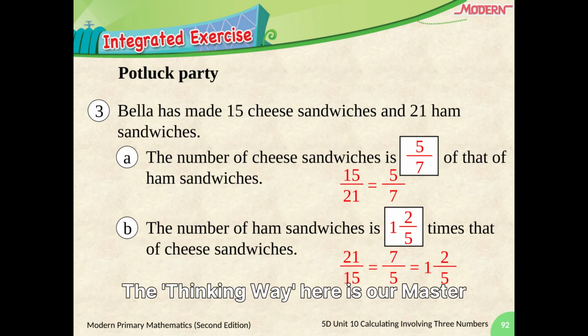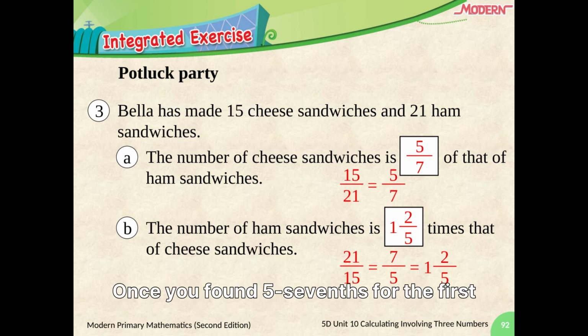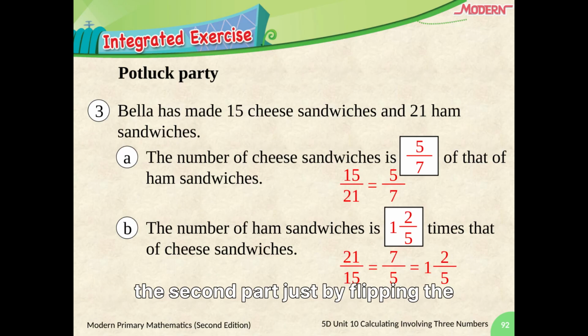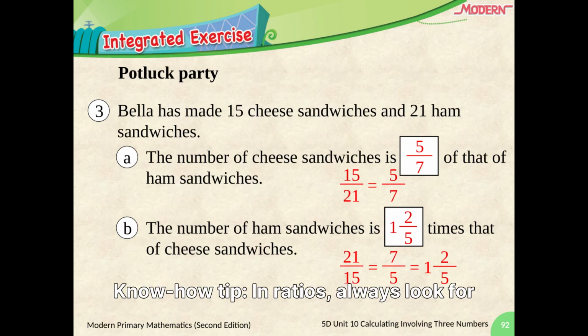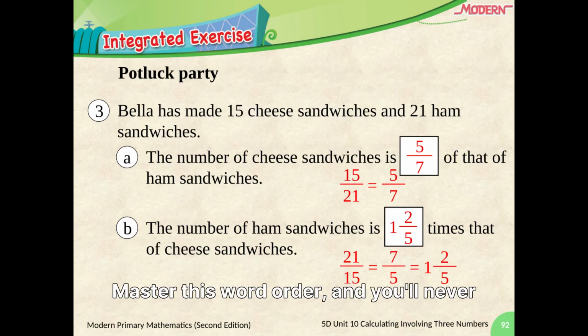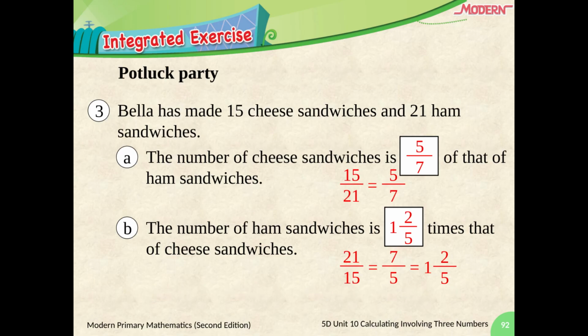The thinking way here is our master rule of reciprocals. Once you found 5/7 for the first part, you could have predicted 7/5 for the second part just by flipping the fraction. Know-how tip: in ratios, always look for the word "of" or "times." They tell you which group is the denominator. Cheese of ham, ham is at the bottom. Ham times cheese, cheese is at the bottom. Master this word order, and you'll never flip your fractions incorrectly again.